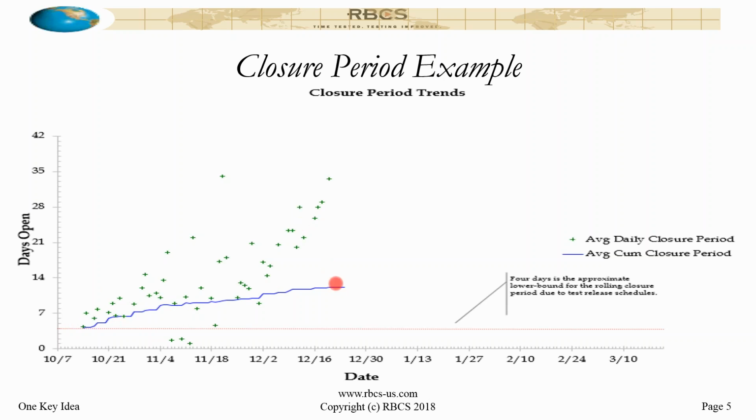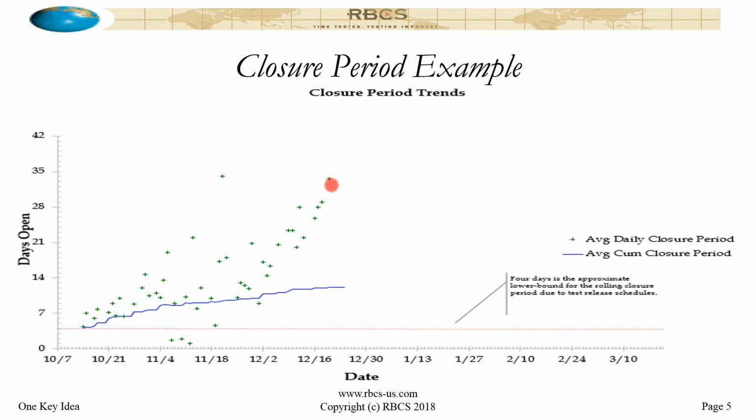And the way that the closure period is calculated is for any given day, I can calculate the average daily closure period for that day by adding up the closure period for all the bugs that were closed on that day and dividing it by the number of bugs that were closed on that day. So for example, if I have one bug that was open for 4 days and another bug that was open for 8 days, now the average there is going to be 6 days. 4 plus 8 is 12, divided by 2 is 6.